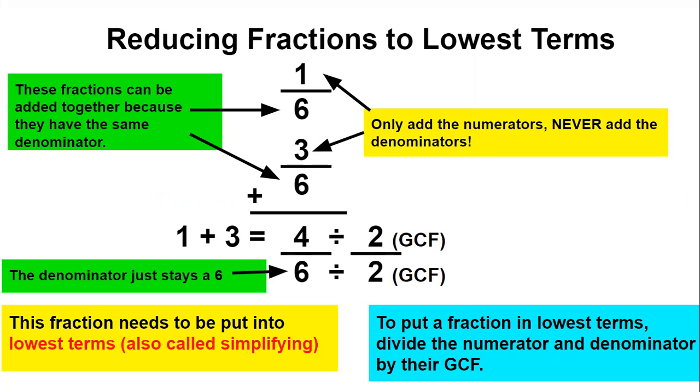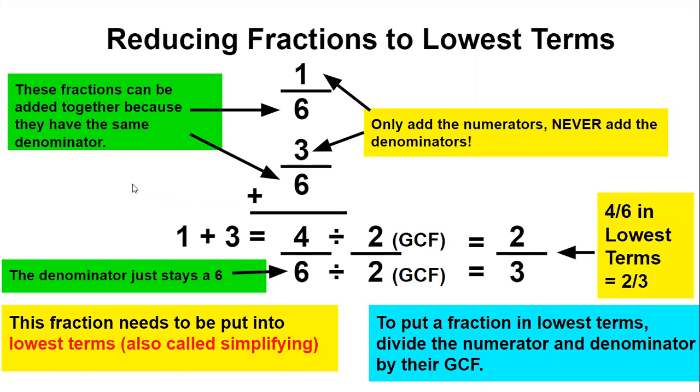So 4 divided by 2 equals 2, and 6 divided by 2 equals 3. So that is our lowest terms. 4/6 in lowest terms is equal to 2/3. So when we have fractions that you can divide a GCF into, we have to do that and reduce our fractions. Let's try another one.